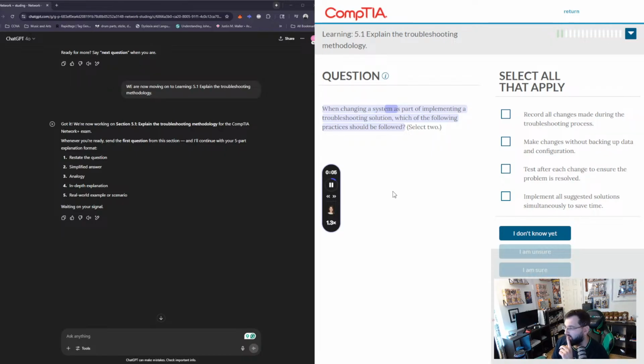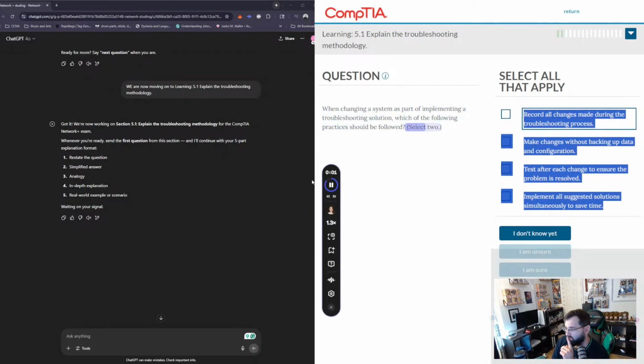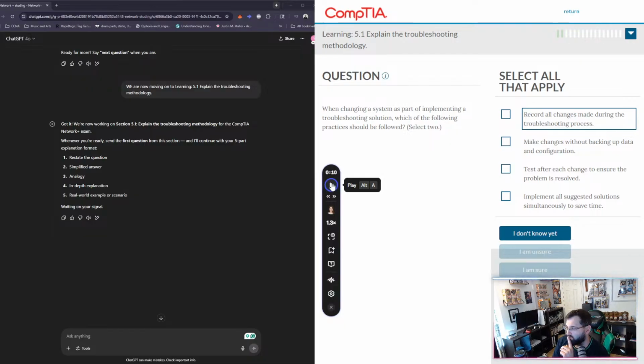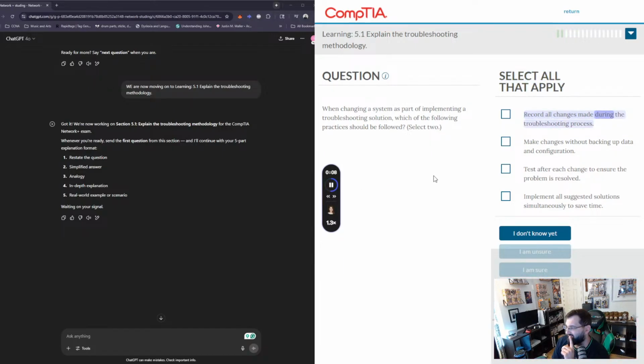When changing a system as part of implementing a troubleshooting solution, which of the following practices should be followed? Select 2. Select all that apply. Record all changes made during the troubleshooting process. Yes. Make changes without backing up data and configuration. Test after each change to ensure the problem is resolved.